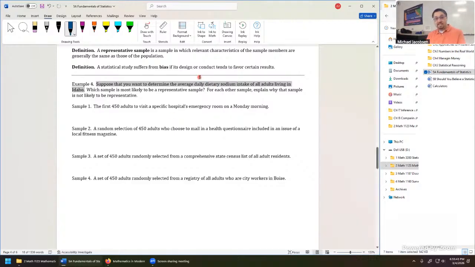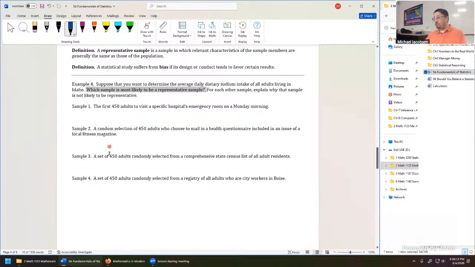That's a really big study, but if you're going to engage on this study, you must have a representative sample of Idahoans. If it's not representative, we could accidentally insert bias once we get the random sample. And when you calculate the average daily sodium intake, that number can't be trusted any longer if any bias enters into the problem. So we have 4 different sampling designs. We're being asked, which sample is most likely to be representative?